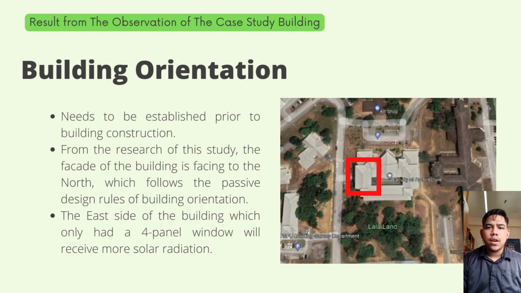The east side of the building, which only has a 4-panel window, will receive more solar radiation as shown in the figure next.